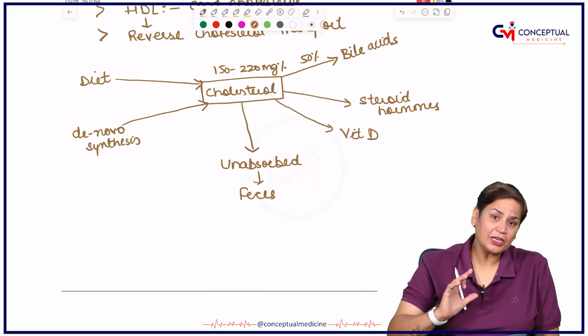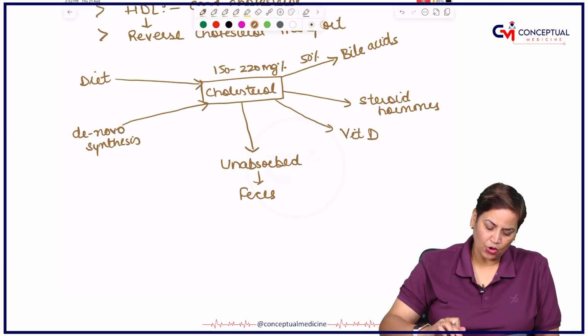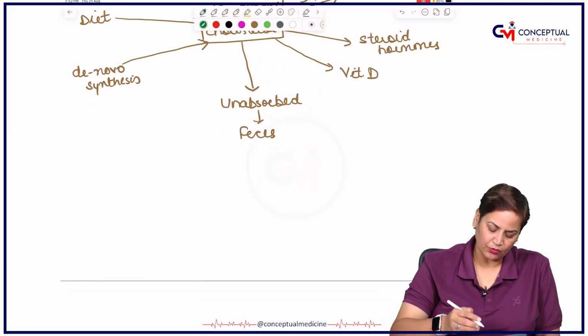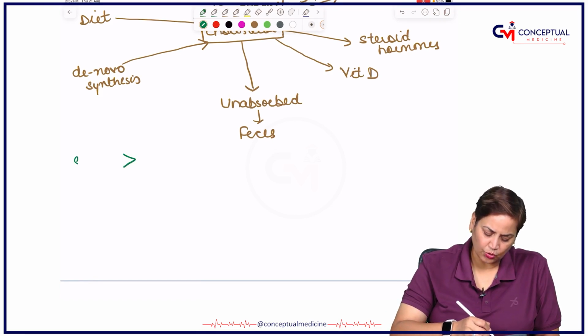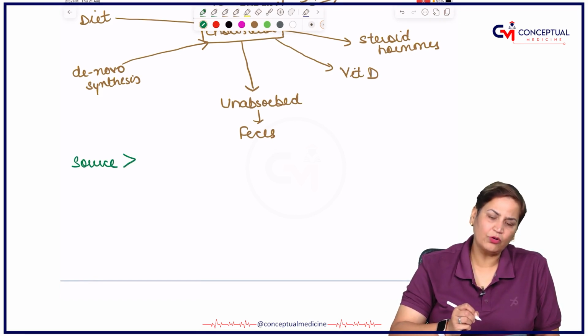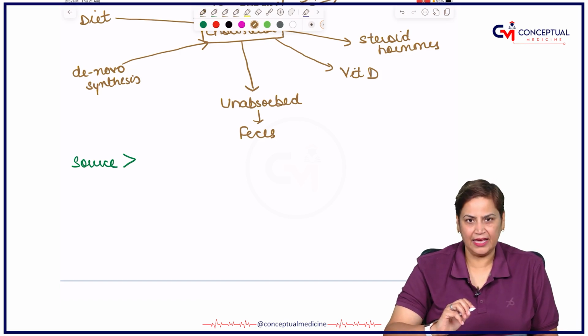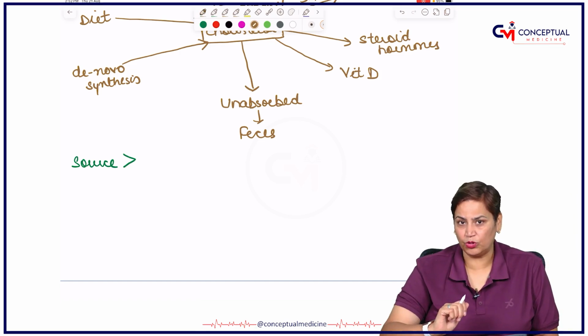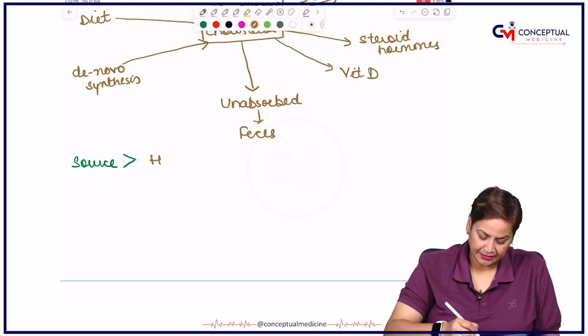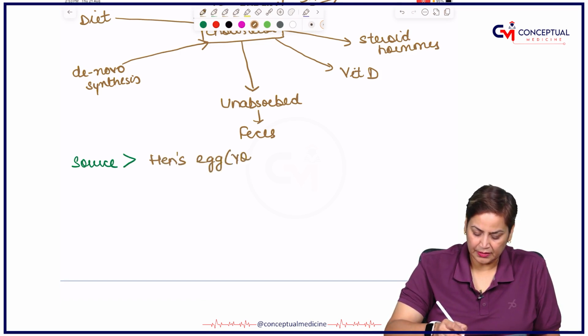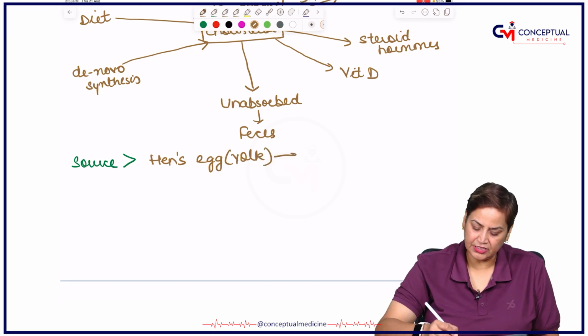Now what is the source of cholesterol? Normally, the richest source of cholesterol is hen's egg, and basically the yolk portion. So hen's egg, or the yolk, is the richest source.